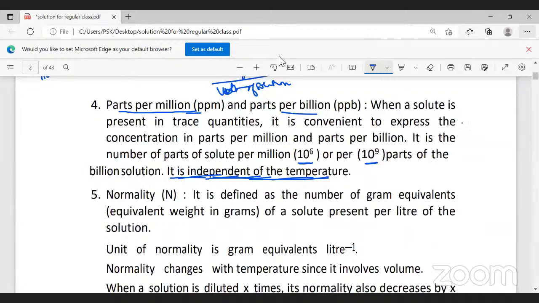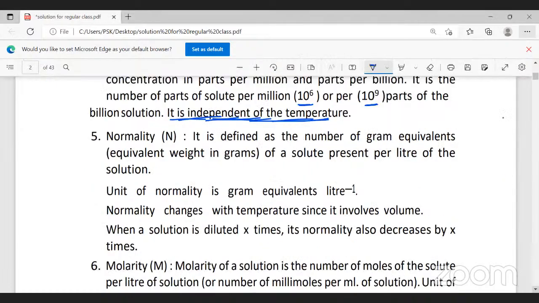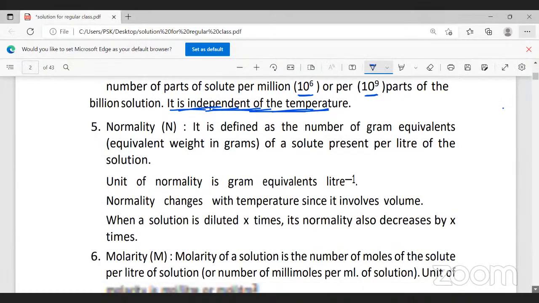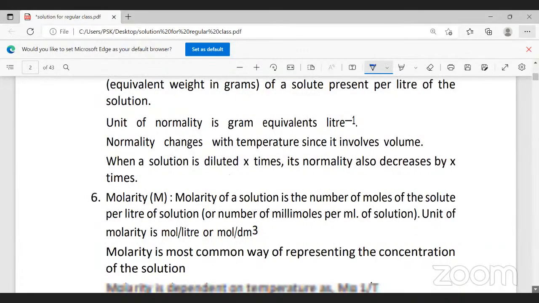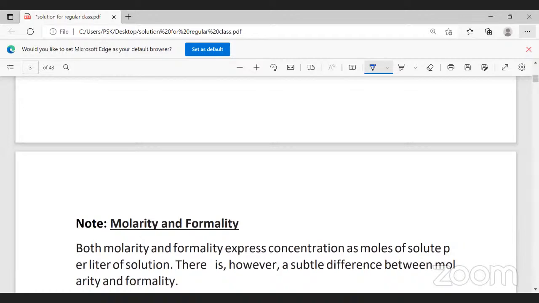The next, I don't know why there's an issue here. Can you hear me? Yes, sir, we can hear you, sir. But there's some problem with the network today. We will talk about normality, molarity, all that in a few minutes.